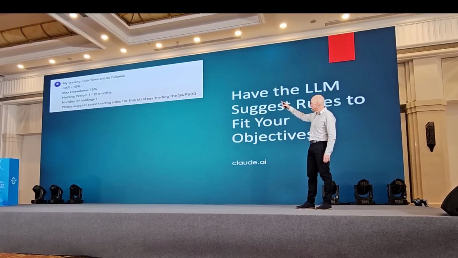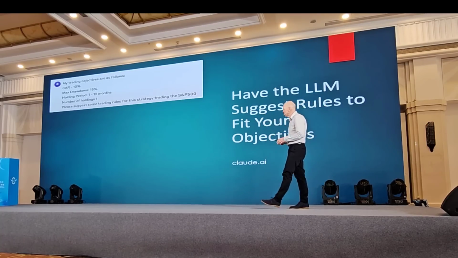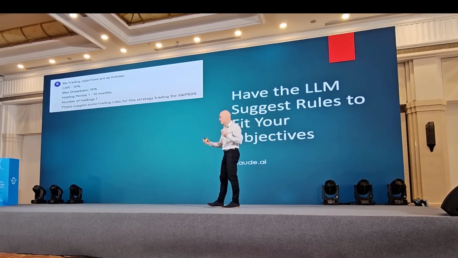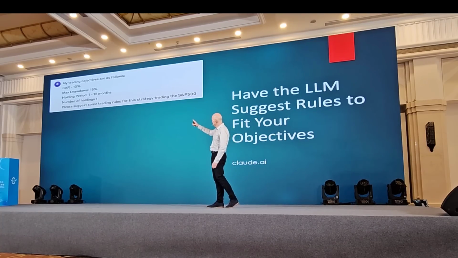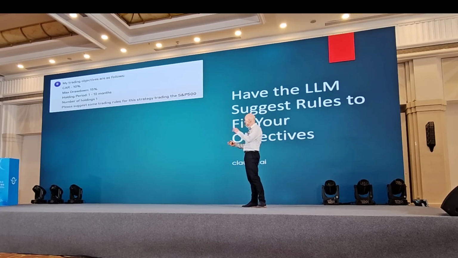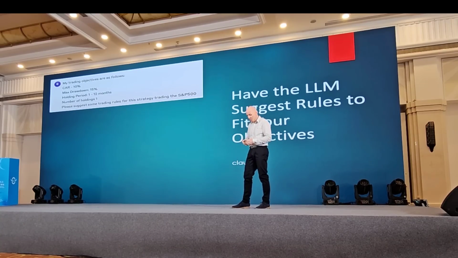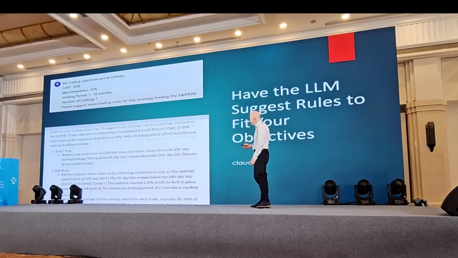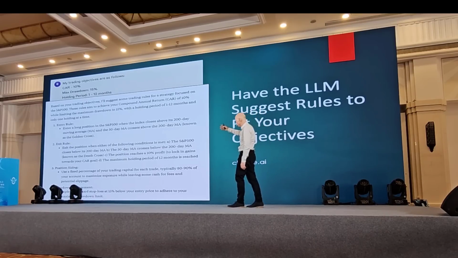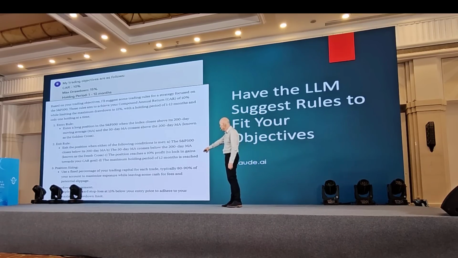My trading objectives: I want a compound annual return of 10%. I'm willing to take a max drawdown of 15%. I'm willing to hold for 1 to 12 months, and I'm only wanting to hold a single ETF. And there, I've just asked it, please suggest some trading rules for the strategy of trading the S&P 500. So I've given it some context, I've given it some constraints, and I've also told it the type of output that I want. It thinks for a minute, and then it comes back, and it's giving me an entry rule, an exit rule, some position sizing, and some drawdown management.